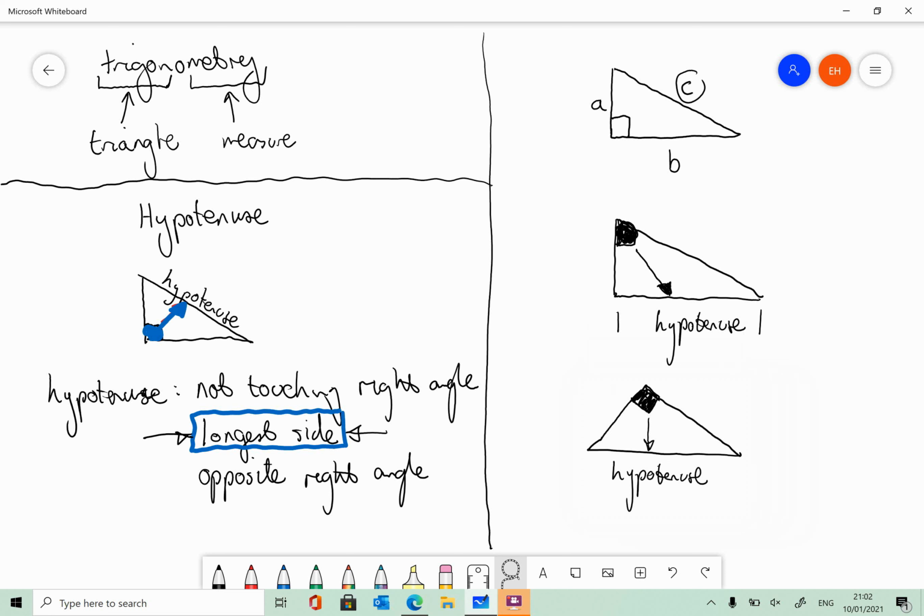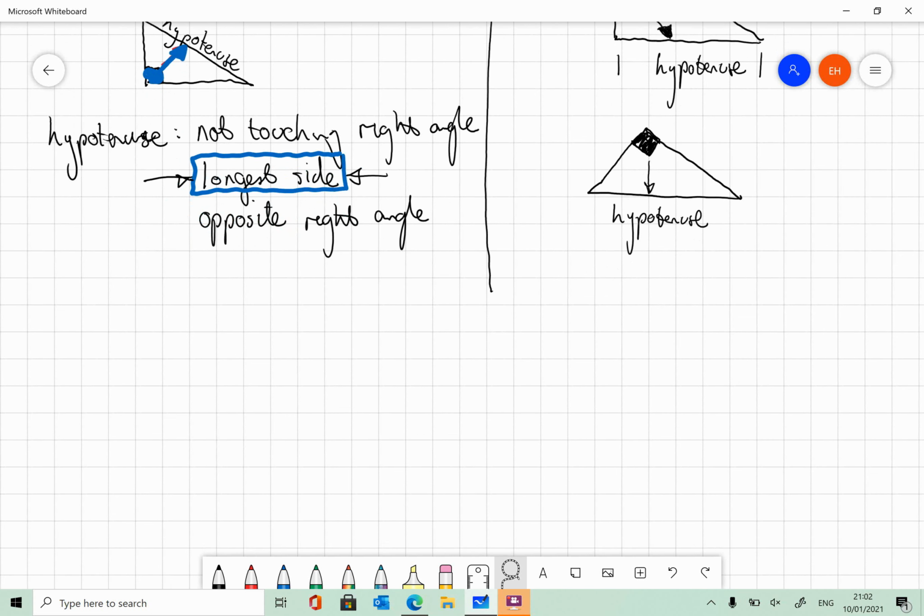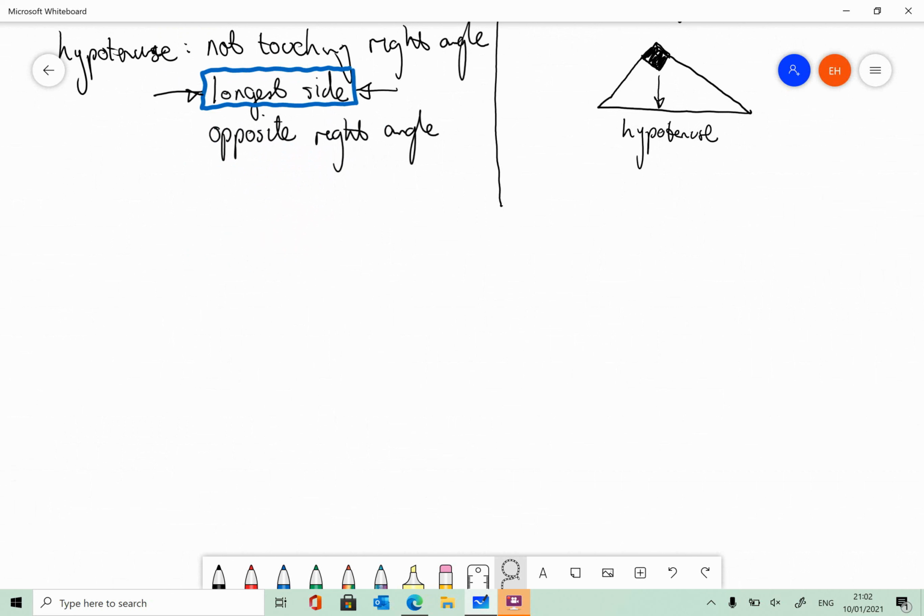Now let's take a look at why we use the hypotenuse. So I'm just checking my notes. So our next thing we need to talk about is Pythagoras' theorem. Okay, so Pythagoras' theorem.